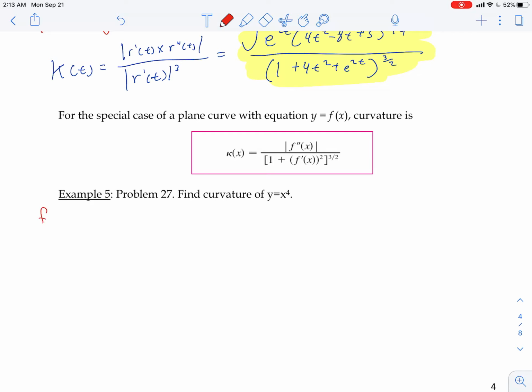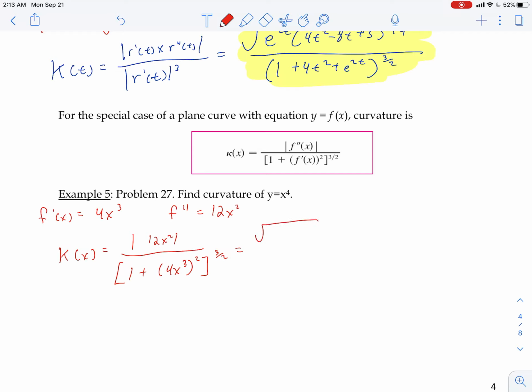In problem 27, we want to find the curvature of y equals x to the 4th. We first find our derivatives. f prime of x is going to be 4x cubed, and f double prime is going to be 12x squared. So kappa of x is the magnitude of 12x squared in the numerator. The denominator is 1 plus the derivative, 4x cubed, squared, all taken to the 3/2 power.